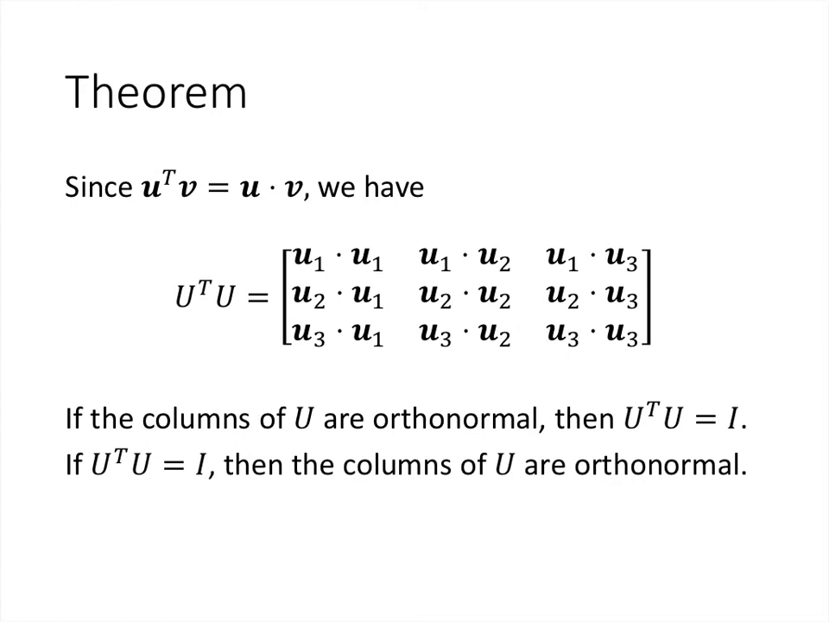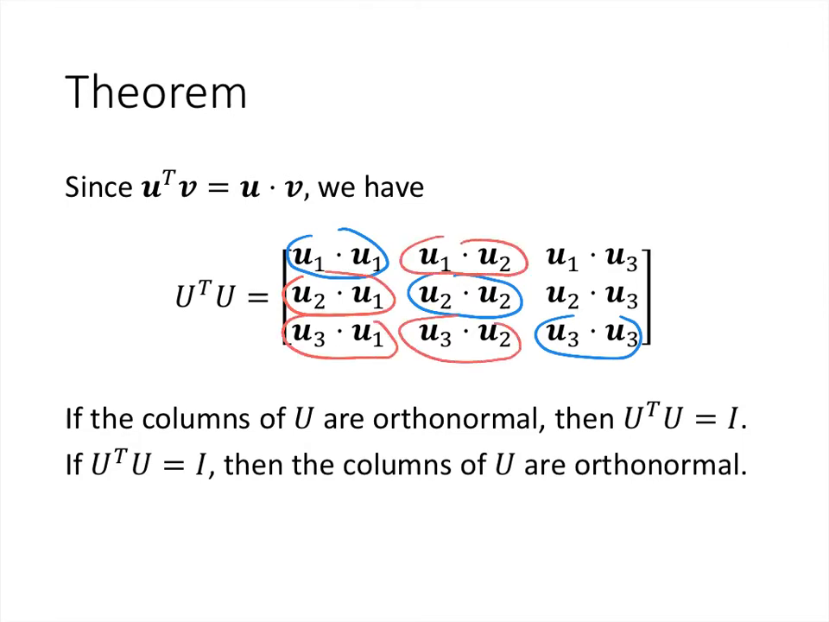So this is really just u1 dot u1 in the 1, 1 position, u1 dot u2 in the 1, 2 position, and so on. Now, if the columns of U are orthonormal, then every time we dot a vector with itself, we're going to get a 1. So all of those positions are 1s. And every time we dot two distinct vectors, we're going to get 0s. So we're going to get 0s in all these red positions. But that's exactly the identity matrix. This is exactly going to be 1, 0, 0, 0, 1, 0, 0, 0, 1. And so that proves the theorem.